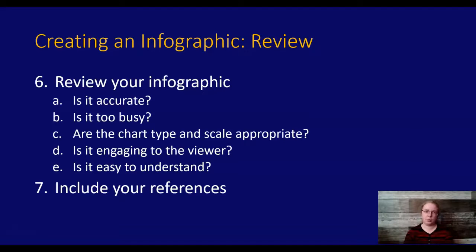You might want to get another person to have a look at your infographic to give you an outside perspective on these questions. Finally, once you're happy with the design and content of your infographic, be sure to include your references so that viewers can understand where the information that they're seeing is coming from.